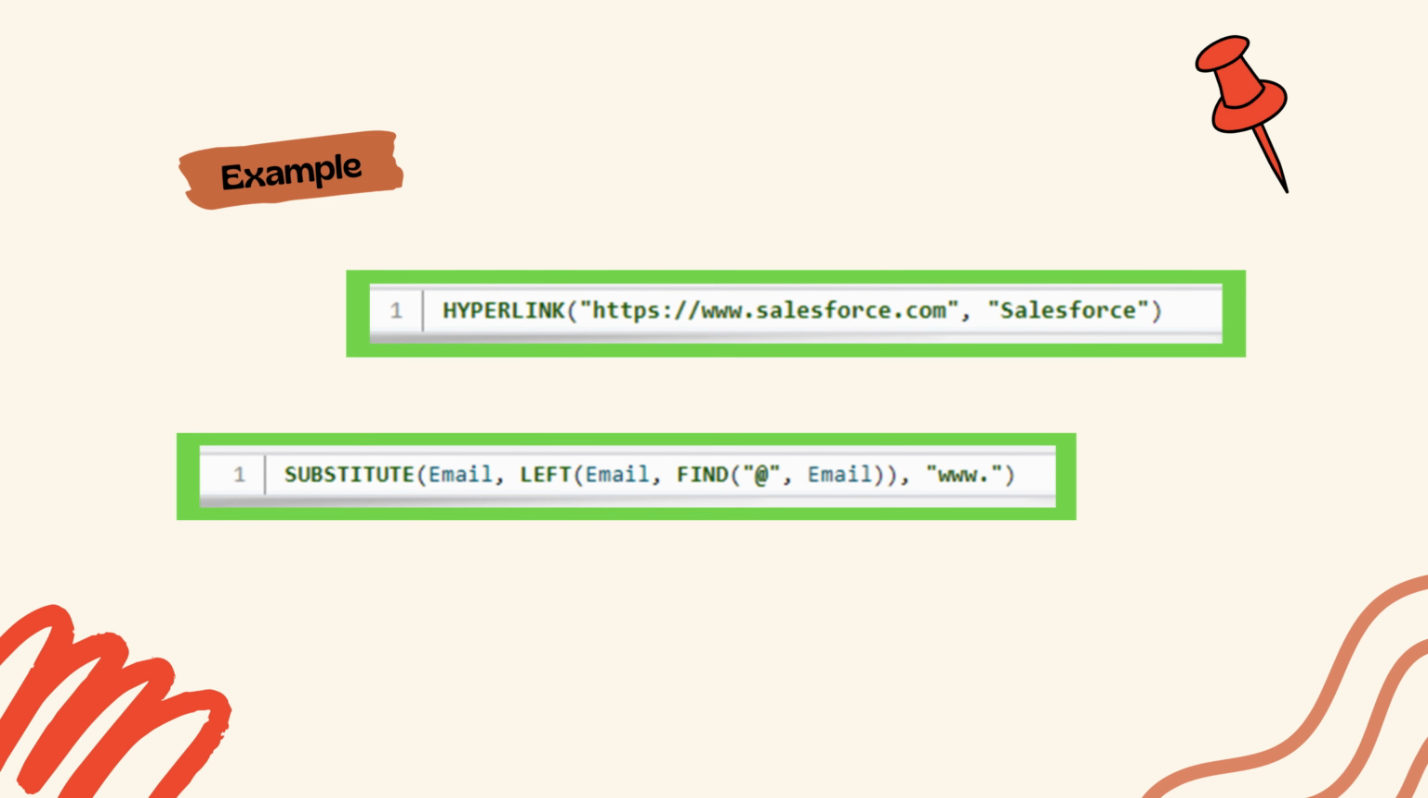Now let's bring these concepts to life with some practical examples. In the first formula, we'll embed a link using the HYPERLINK function. In the second example, we'll use the FIND and SUBSTITUTE functions to create a URL from an email field.